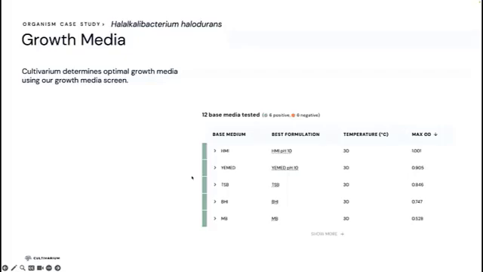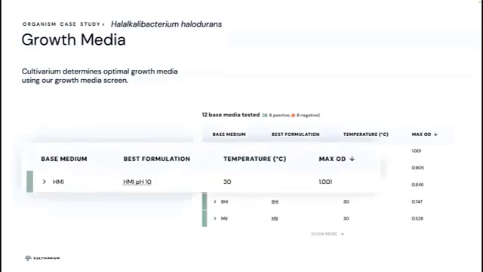So for example, we found that the best formulation for this organism is growing in Horikoshi medium 1 that has been tuned to a pH of 10. In here, we also summarize and rank the media that supports the growth for the different organisms, so we can help you choose the optimal media for your application.